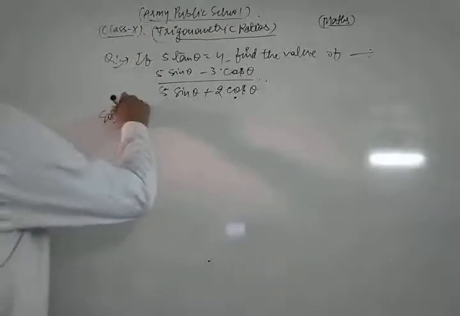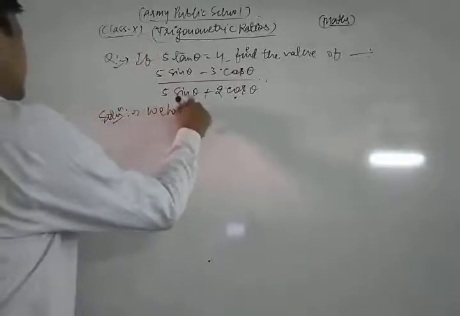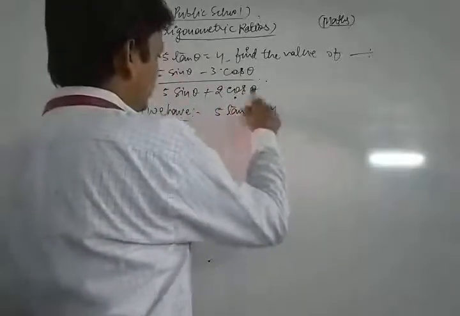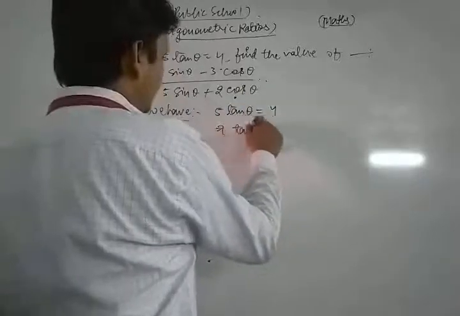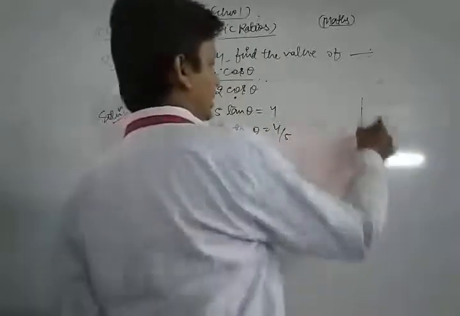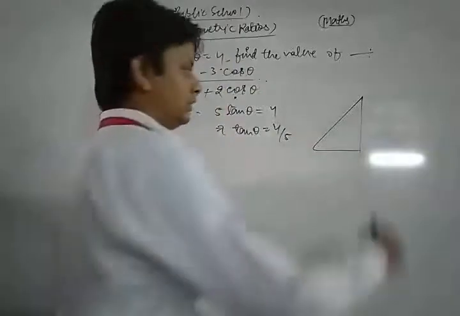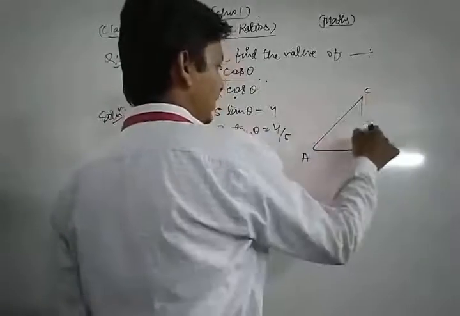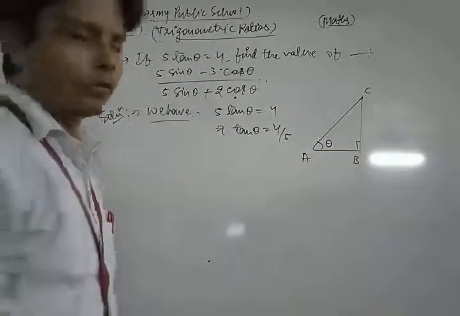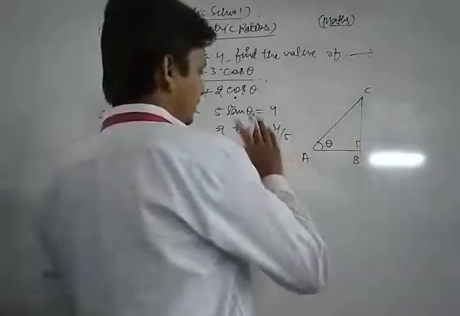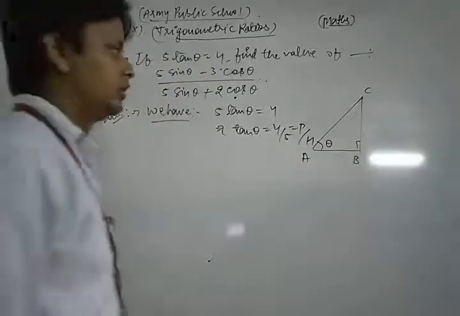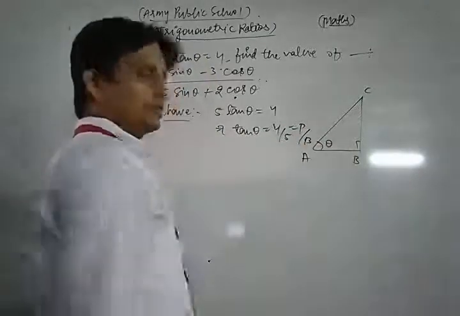So let's see its solution. First of all, we have 5 tan theta is equal to 4. That is, tan theta is equal to 4 upon 5. Suppose that this is A, B, and C. This is the right angle triangle at B, and angle A is taken as theta. Then you know that tan theta is perpendicular upon base. This is the concept of tan theta.